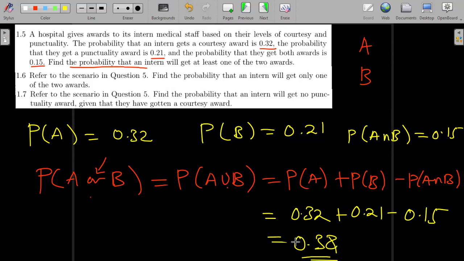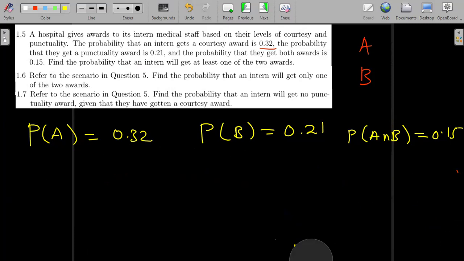Okay, you will get one or more. All right, so that's that. And then question 6, we're still on this page. Question 6, they're saying refer to the scenario in question 5. Find the probability that an intern will get only one of the two awards.